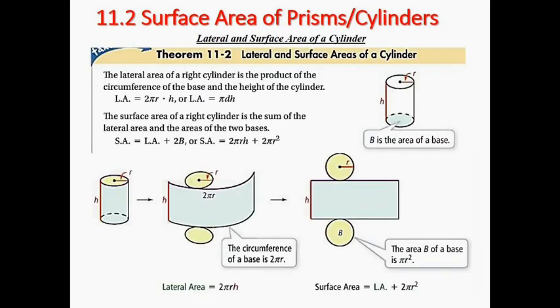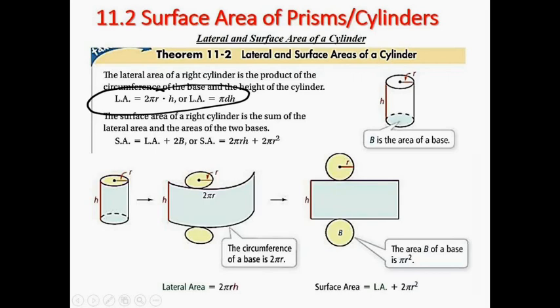Now we're introduced to the idea of finding lateral area and surface area for cylinders. The lateral area for a cylinder is 2 pi r times height, or you can do pi times diameter times height. So we're taking 2 pi times the radius times the height, or just pi times diameter times height.